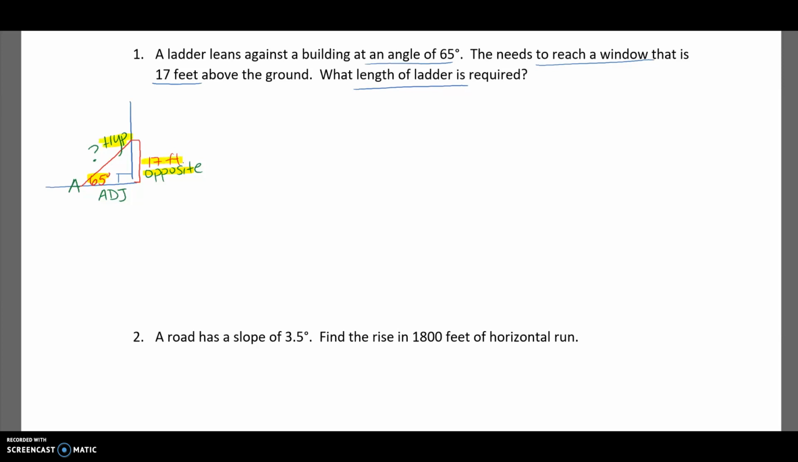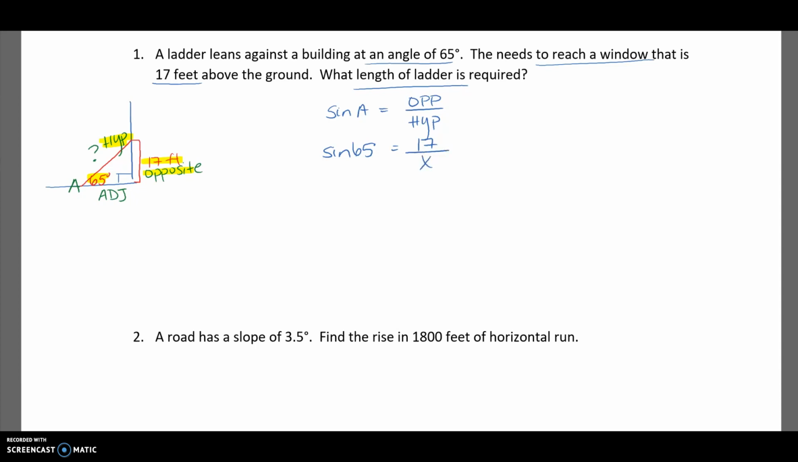So the trig ratio that has both opposite and hypotenuse in it is the sine ratio. Sine of angle A is equal to the opposite side over the hypotenuse. Subbing in what I know, the sine of 65 degrees is equal to the opposite side, which has a measurement of 17 feet, over our unknown hypotenuse, which I'll label x.